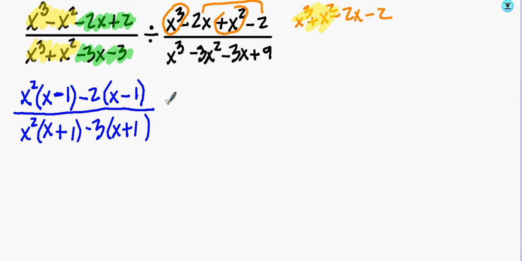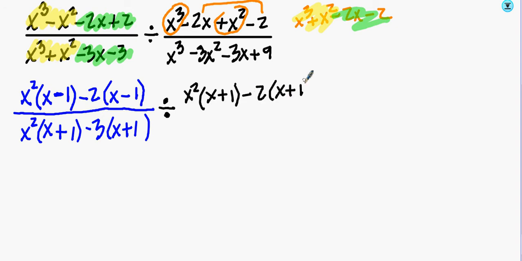So the top of the other fraction, I'm going to put division sign still, will be x squared, we can pull that out, times x plus 1. And then we can factor out negative 2 again. So minus 2 times x plus 1.